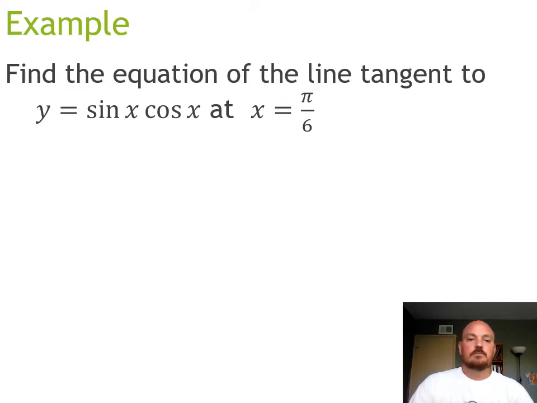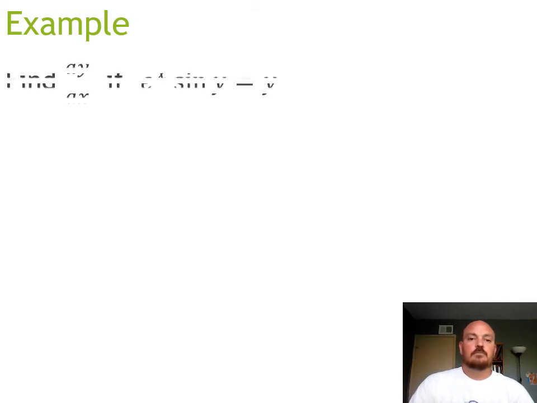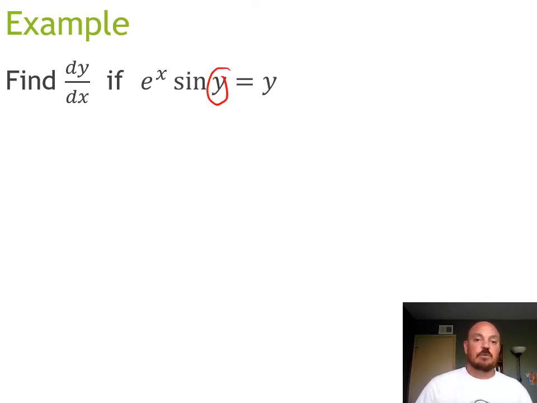All right, the second example I want to do with you guys is implicit differentiation. The reason I know this is implicit differentiation, really just by looking at it, is I have two different y's in the problem. When you have more than one function of y and they're jumbled up together like that, that's when you know you're going to use implicit differentiation.